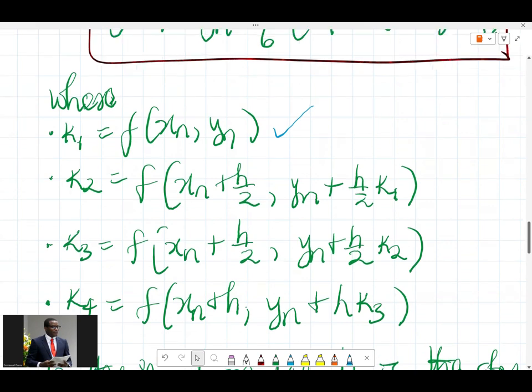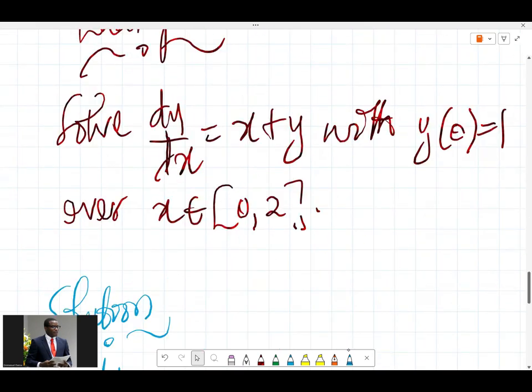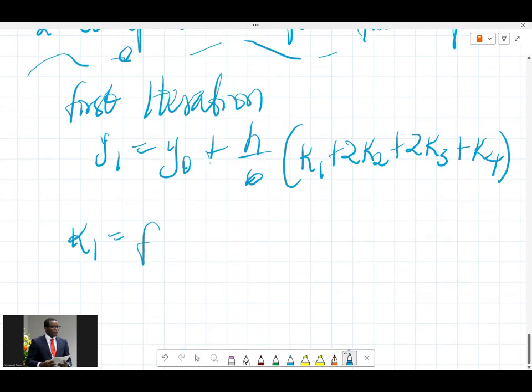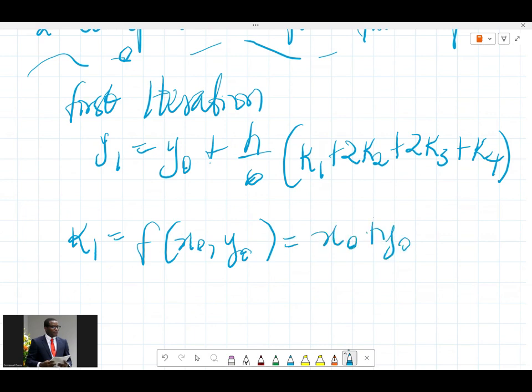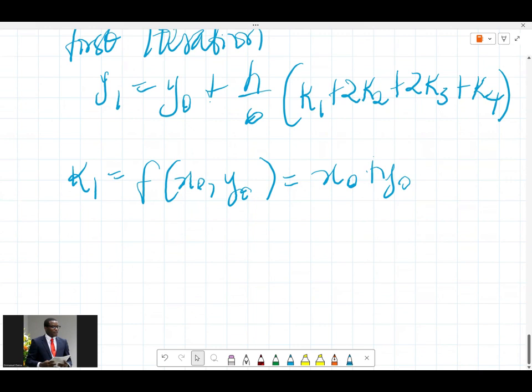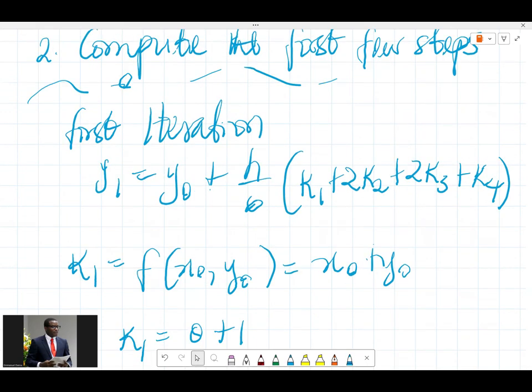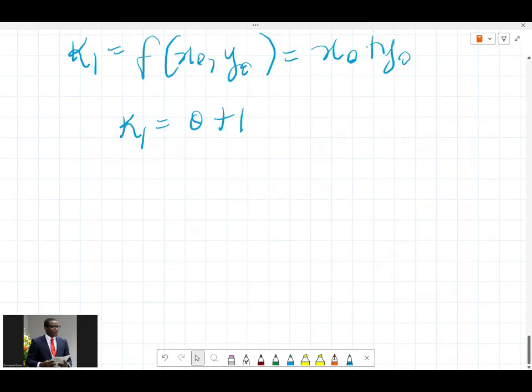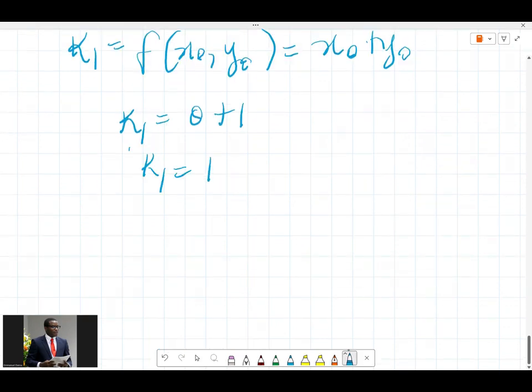So now we need k1. k1 is f of x naught, y naught. And the function itself is defined as x plus y, so that's x naught plus y naught. That means k1 is simply x naught plus y naught, that is 0 plus 1, since x naught is 0 and y naught is 1. So k1 is equal to 1. Settled. Then we go for k2.